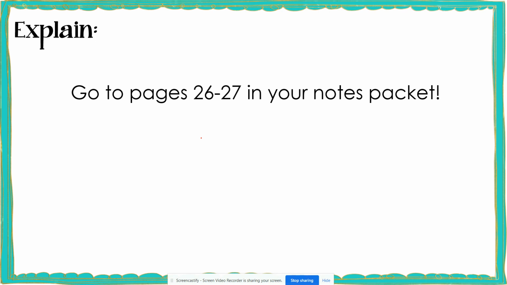Today we're going to learn how to solve systems of equations using graphing. So you should be on page 26 in your notes packet.